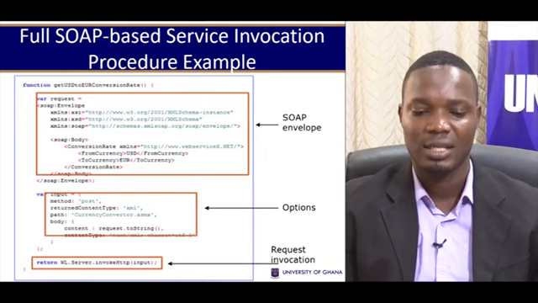So this snapshot is giving us a full SOAP-based service invocation procedure. We have the SOAP envelope as the first part, we have the options, and then finally the request invocation.